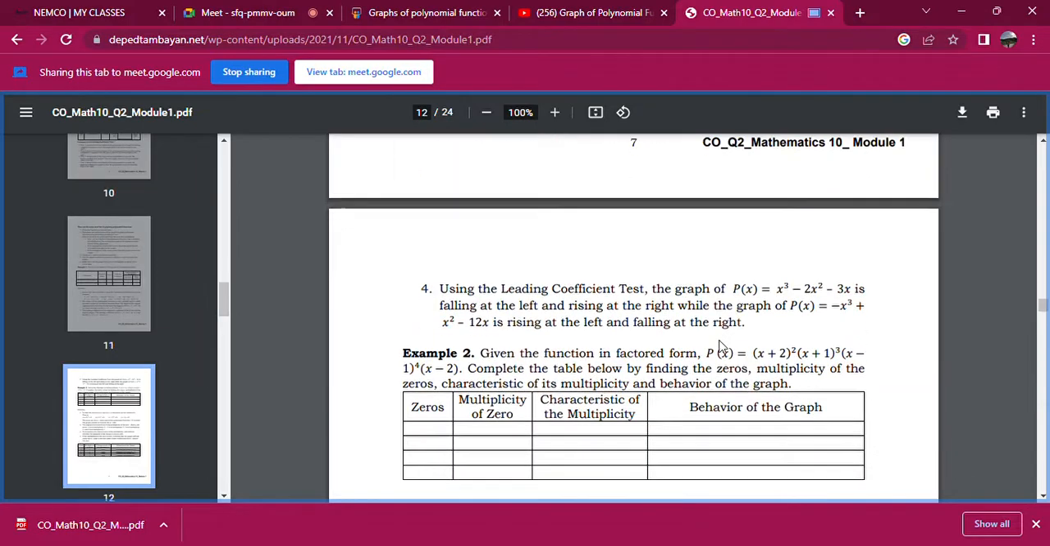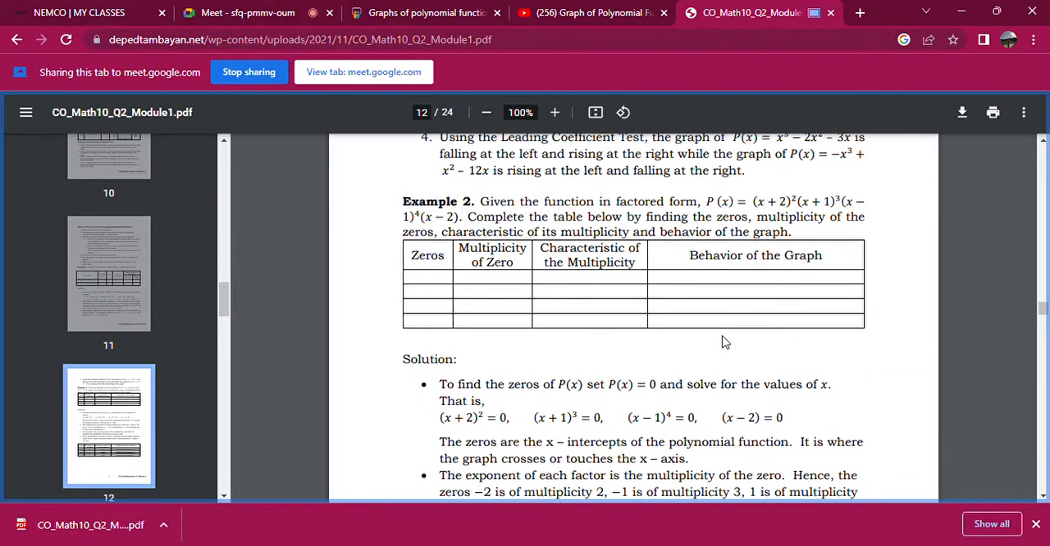Yes, ma'am. Okay, now let's proceed to example number 2. For example number 2, given a function, so nanatay function na factored form na siya daan. So, we have p of x is equal to (x plus 2) squared, (x plus 1) cubed, (x minus 1) to the power of 4, and (x minus 2). So we will have to complete the table below by finding the zeros, multiplicity of the zeros, characteristics of its multiplicity, and behavior of the graph.